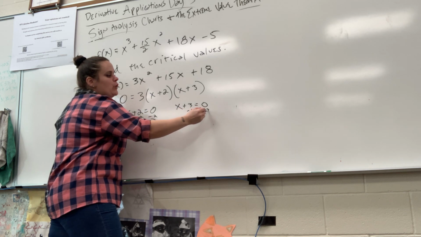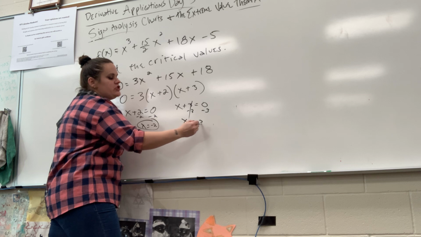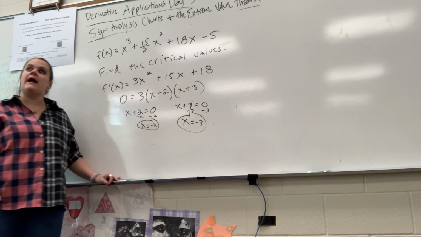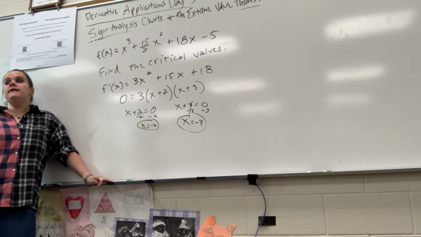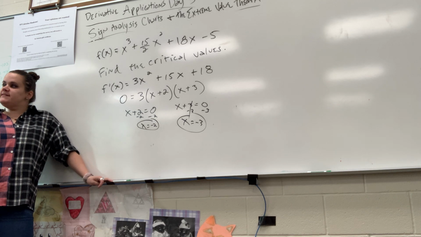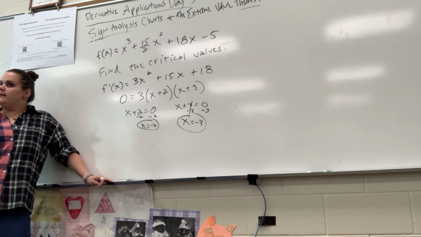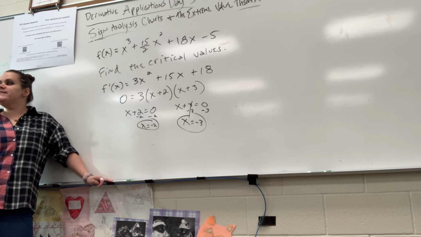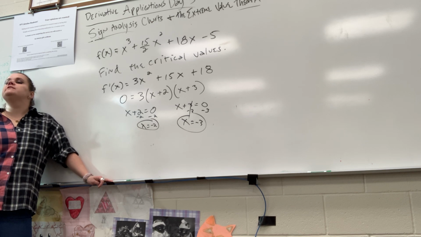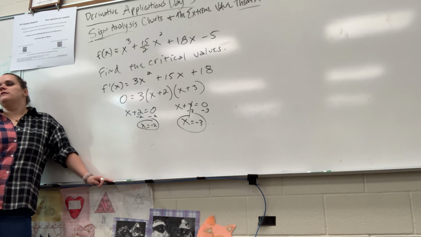Now, you know my rule, right? I'm not allowed to do anything without knowing the why. Why can I just take each parenthesis one at a time? And why will that give me the zeros? Okay, go ahead, Trevor. Commutative property.